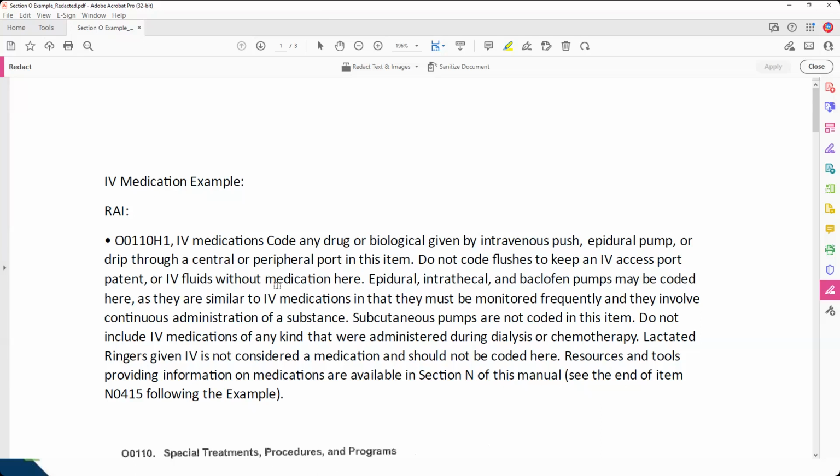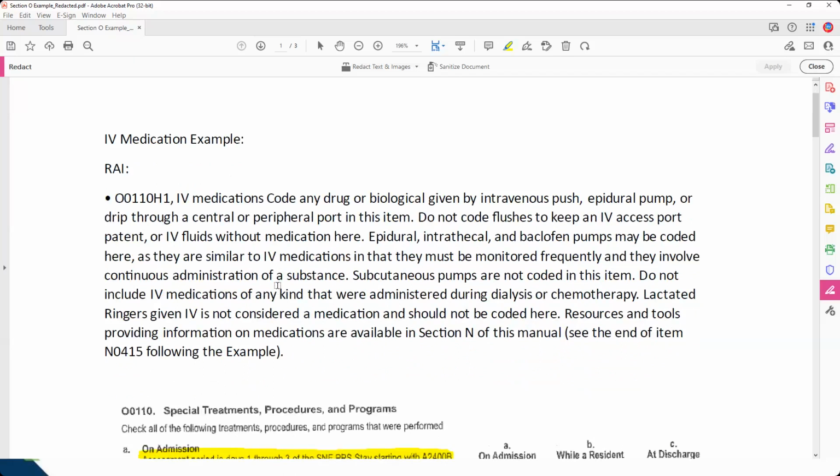Now, this is information we know from the RAI manual. When it comes to IV medications, you're going to code any drug or biological given by intravenous push, epidural pump, or drip through a central or peripheral port in this item set. You do not code flushes to keep the IV access port patent, or KVO, keep vein open, or IV fluids without medication.